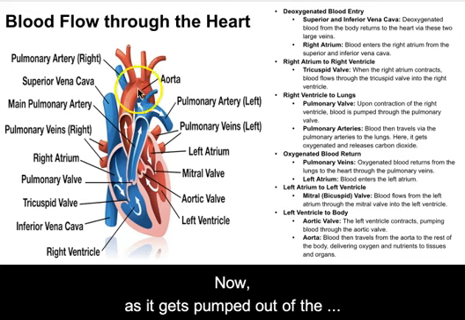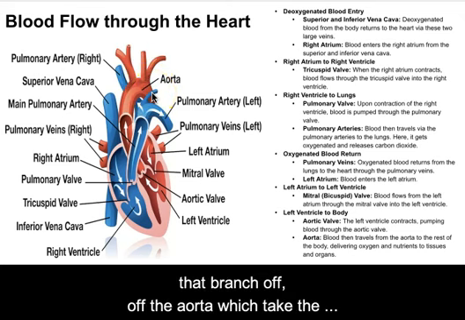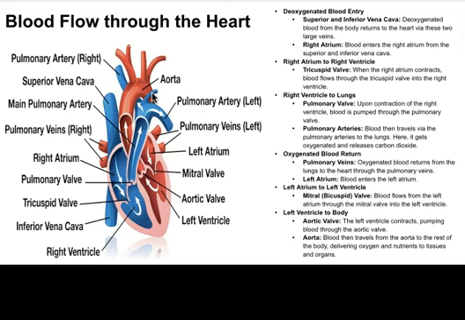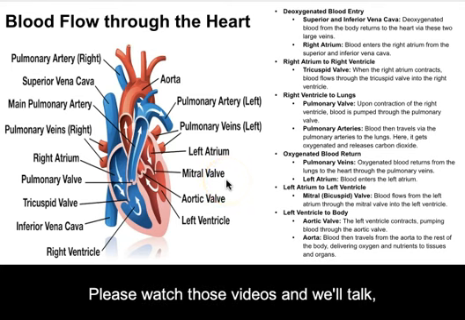Now, as it gets pumped out of the artery, the aorta, you're going to notice there are these little tiny arteries that branch off the aorta, which take the blood to different parts of your body. So this is the way blood flows through the heart. Please watch those videos and we'll talk about this a little bit more in class.